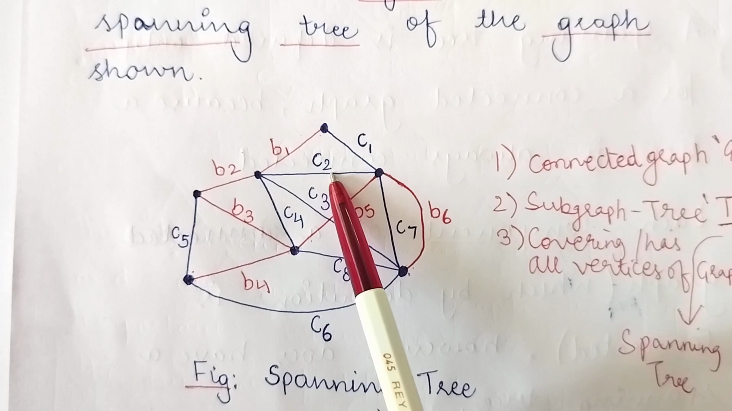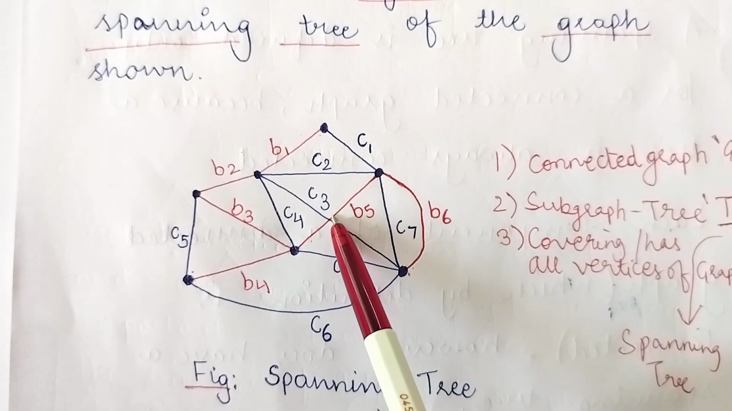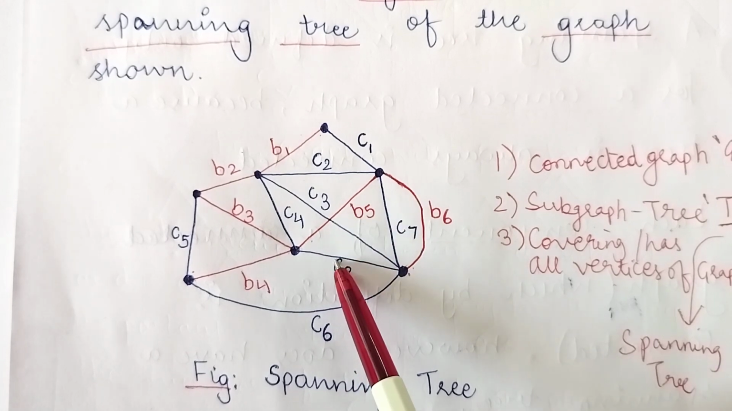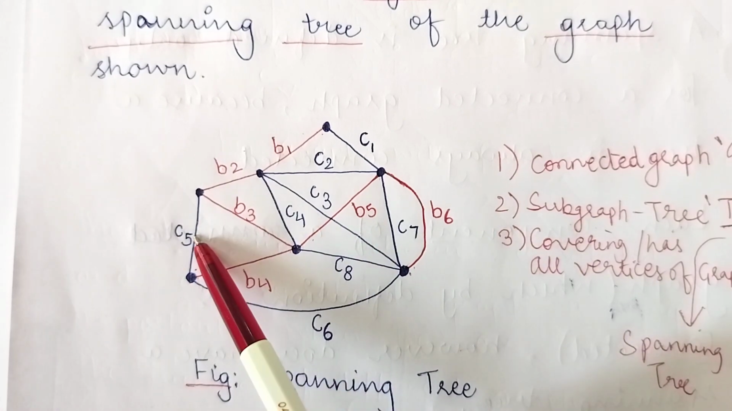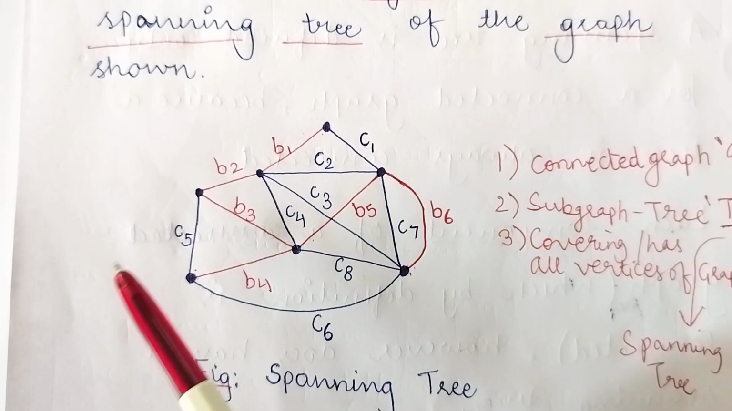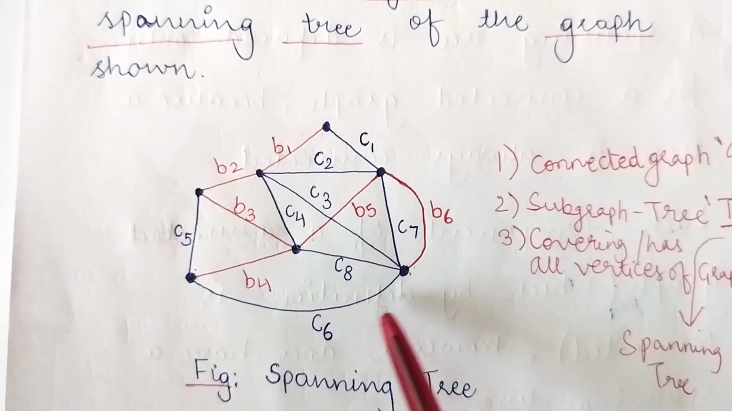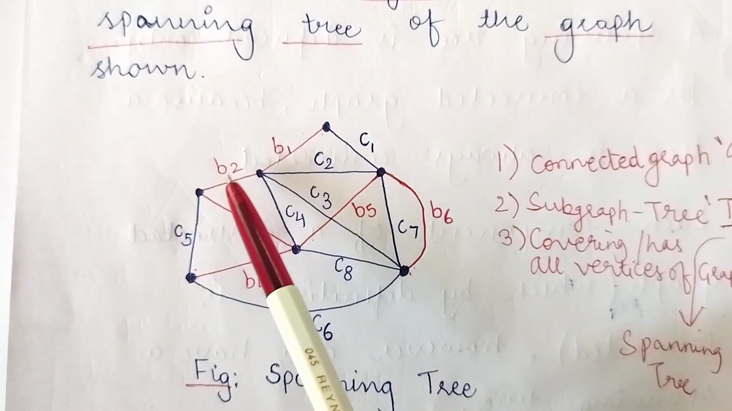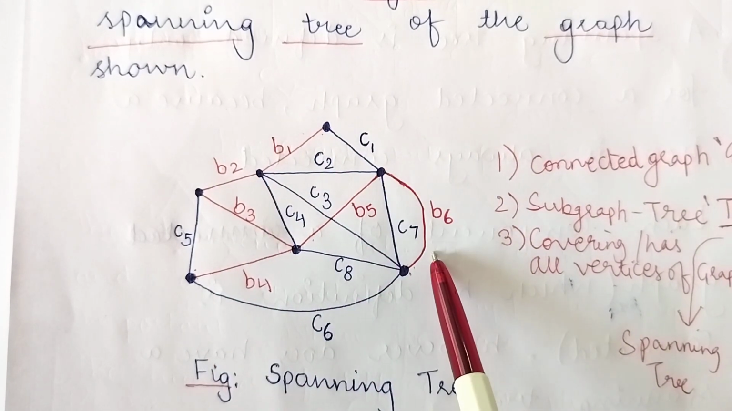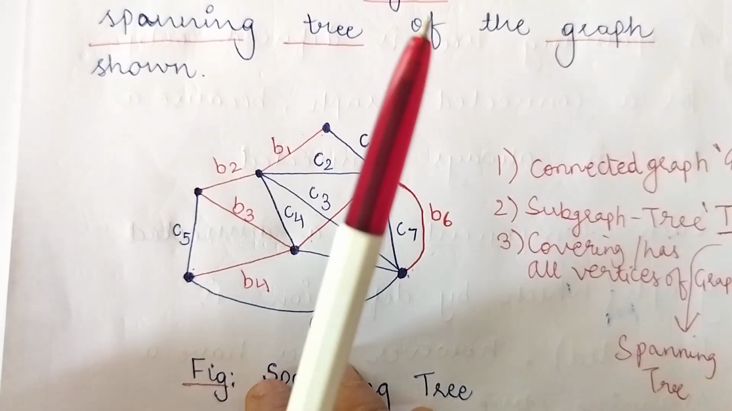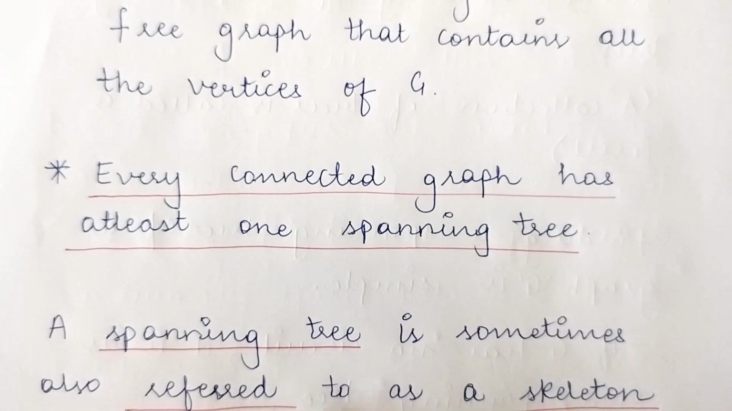This is removed, still it has circuits. This is removed, still it has circuits. This is removed, still it has circuit. This is removed, still it has circuit. This is removed, still it has circuit. This last circuit is now left. It is also removed. Still the graph is connected, and now since all the edges forming circuits have been removed, what we are left with is a tree which contains all the vertices of the graph, and this particular tree is then your spanning tree. So this is how you can find a spanning tree in a graph.